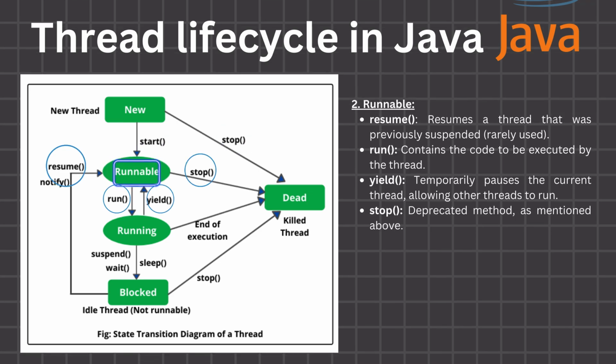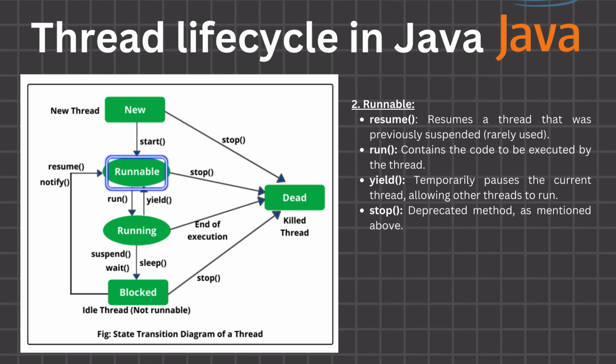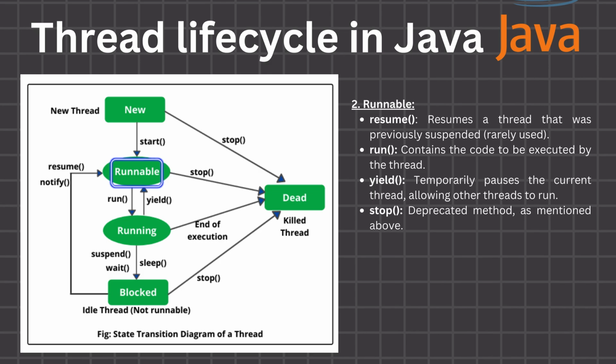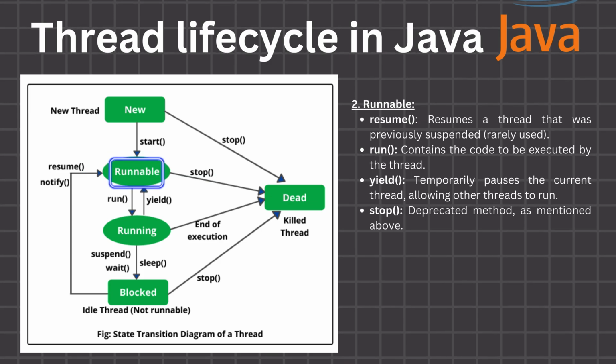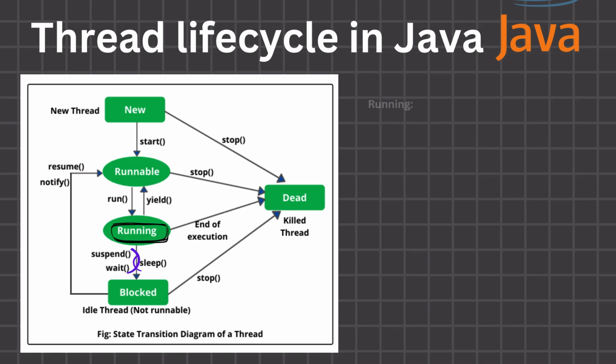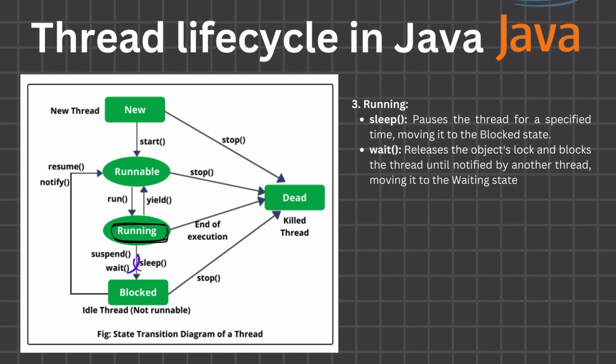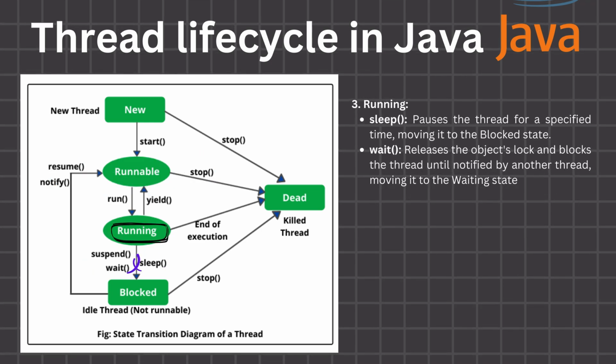2. Runnable: resume resumes a thread that was previously suspended, rarely used. Run contains the code to be executed by the thread. Yield temporarily pauses the current thread, allowing other threads to run. Stop: deprecated method as mentioned above. 3. Running: sleep pauses the thread for a specified time, moving it to the blocked state.